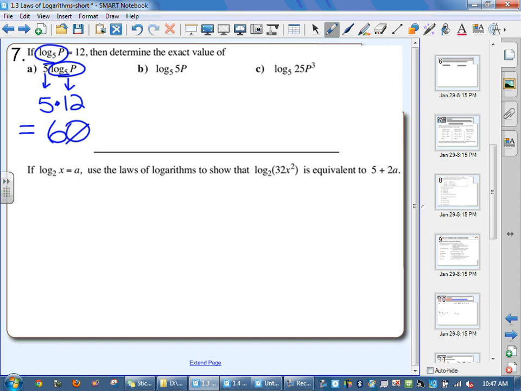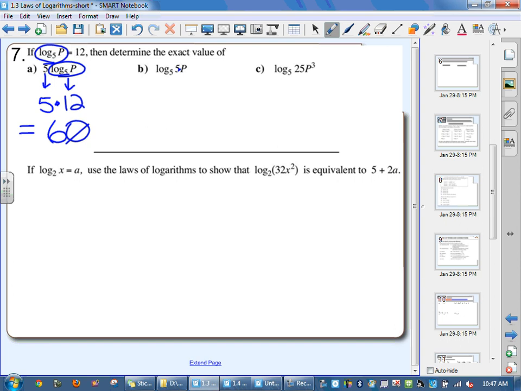Now let's separate the second one. On letter B, how am I going to separate B? Well, first of all, those guys are sitting side by side, the 5 and the p. So that means they were multiplied together. How do I separate something that was multiplied? No, we don't divide. We separate them by adding expressions. Remember, multiplying is adding, and subtracting is dividing.